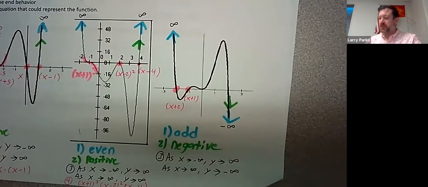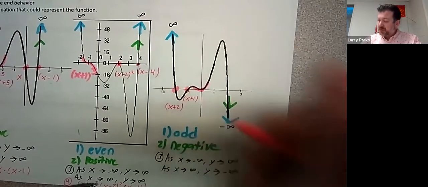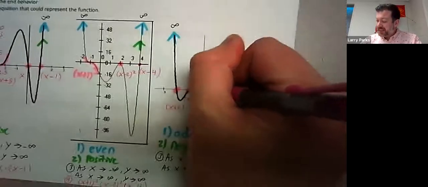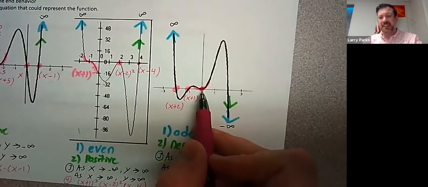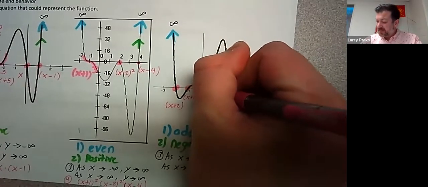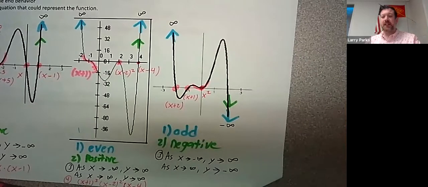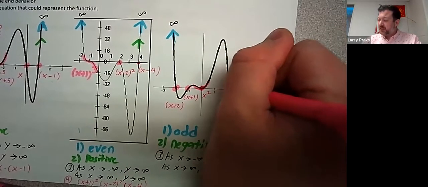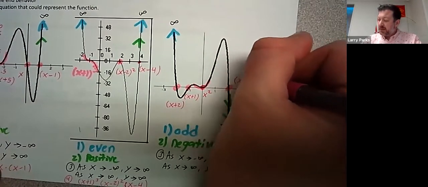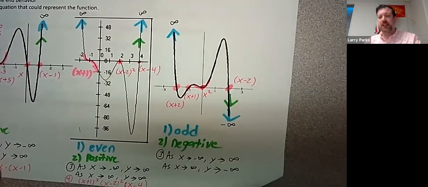Here I have a solution at 0, and it makes a bounce. So because it makes a bounce, it's going to be to the second. This is x equals 0, so that would just be x. And because it's a bounce, it's going to be x squared. Here we have 2. The zero is 2. So the factor would be x minus 2. It goes straight through.